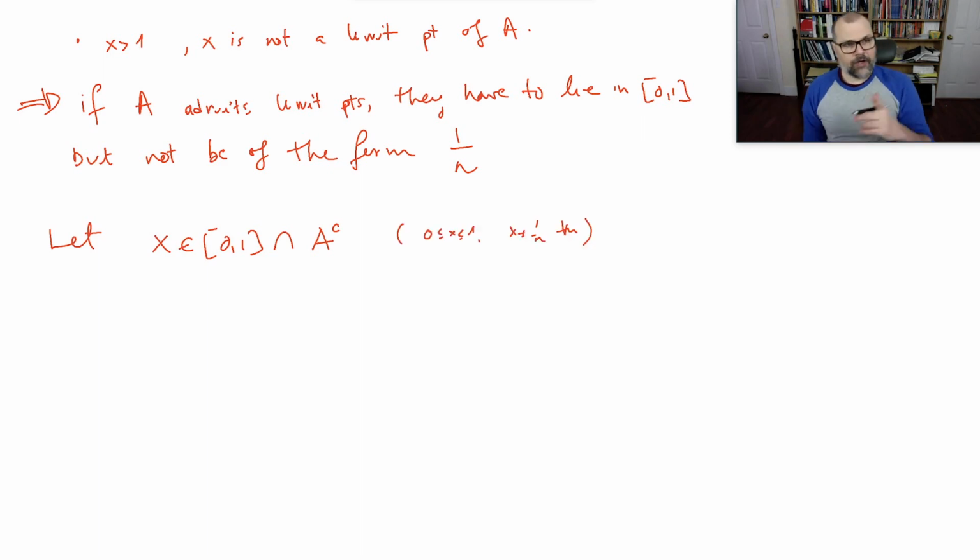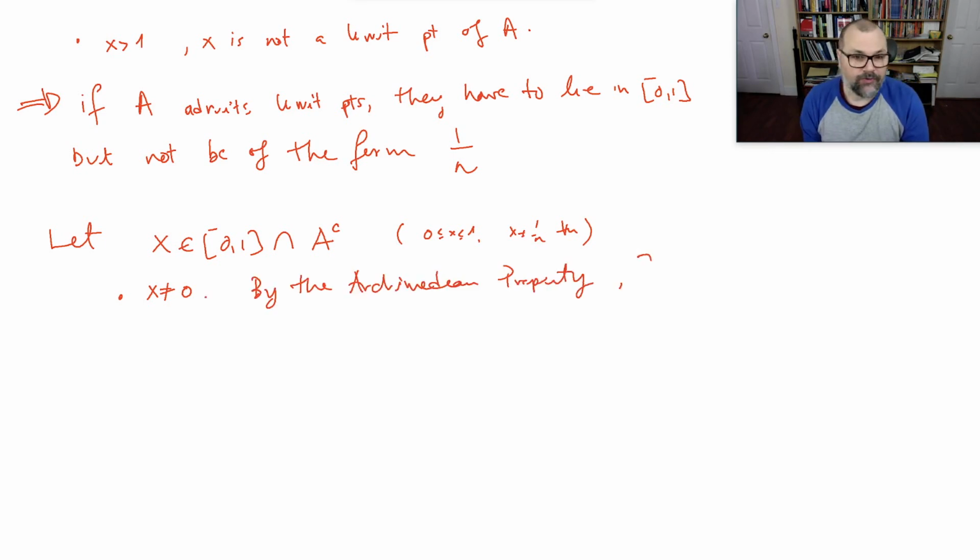Okay, so let x be in the interval 0, 1, but not in A, in the complement of A. I'm going to go even further than that. I'm going to, for the time being, separate those cases as either not being equal to 0 and eventually as being equal to 0. So now we'll assume that x is not equal to 0. By the Archimedean property, you can find an integer n, which depends on x, such that n is greater than 1 over x, which will be greater than n minus 1.